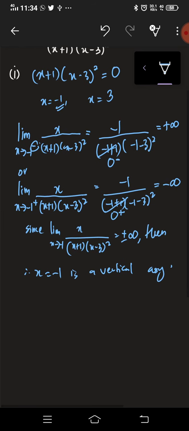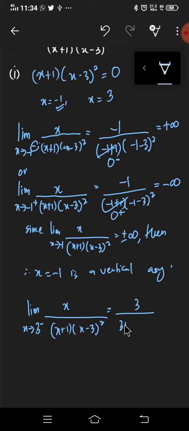Okay, so this is for the first value. We do the same for the second value, which is the limit of x divided by (x + 1)(x - 3)² as x approaches 3 from the left side. Substitute the value, so we get 3 divided by (3 + 1)(3 - 3)². Because it is from the left, let's say 2.9, it will be a negative 0. But because of the square, it will be positive.